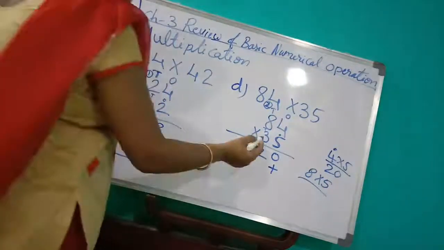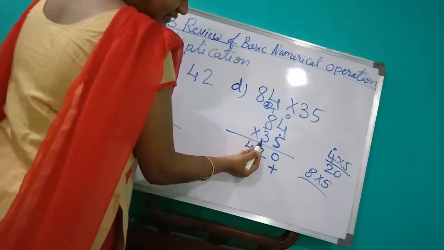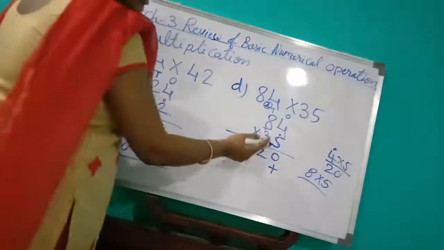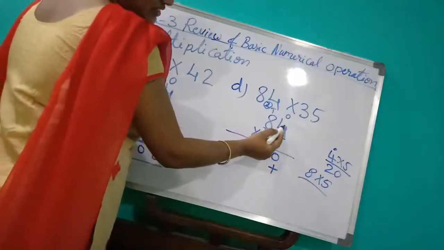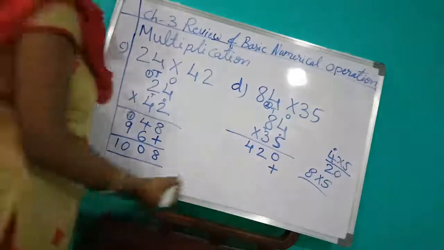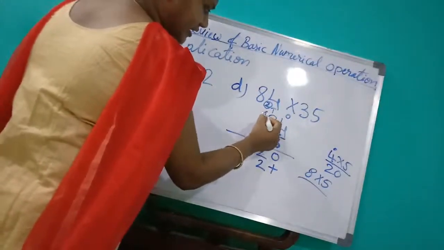Next, what you have to do? Tens place, which number is here? 3. With this 3, you should multiply again these two numbers. First, you should multiply the ones place. Which number is there? 4. That's why 3 fours are 12. 12 means 2 here, 1 carry forward.